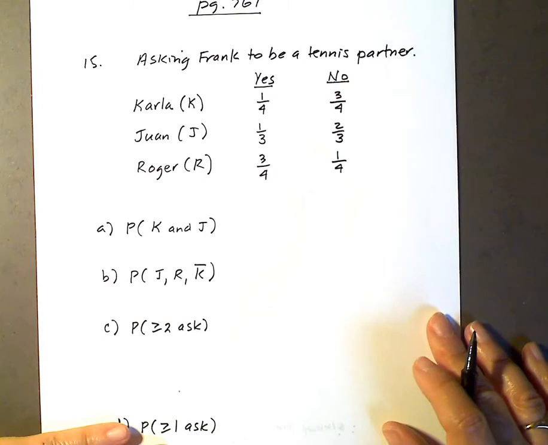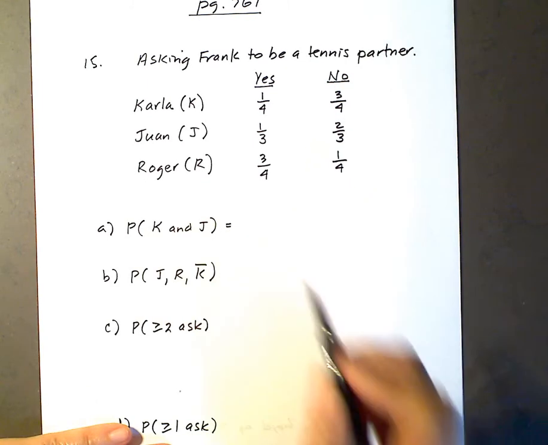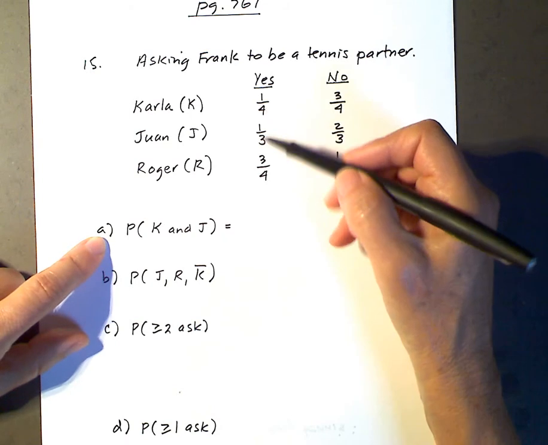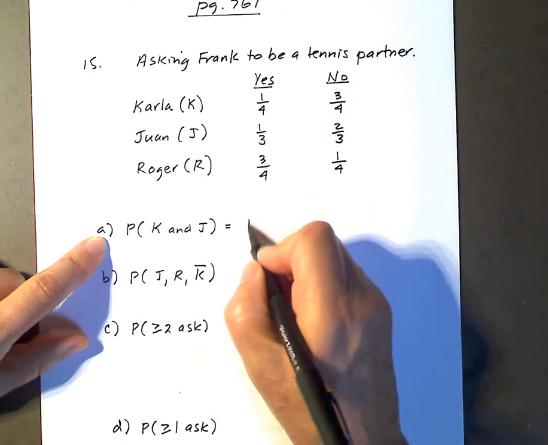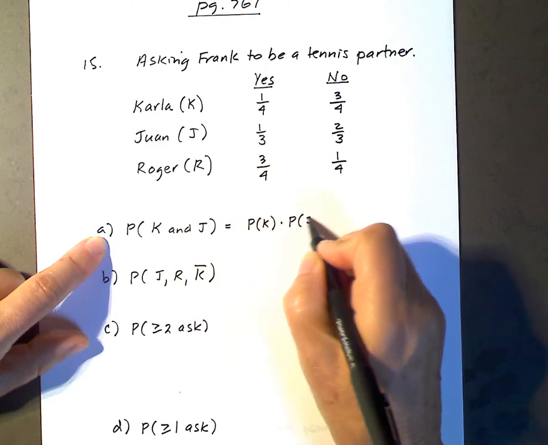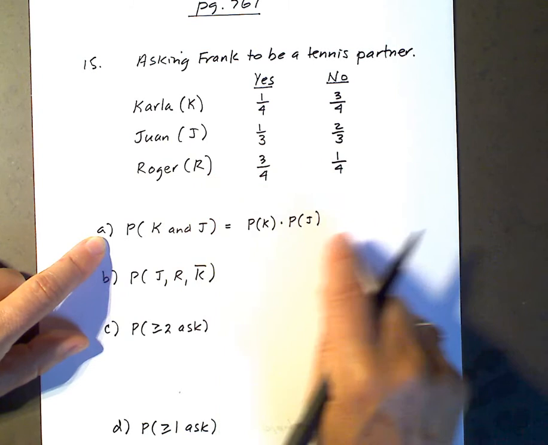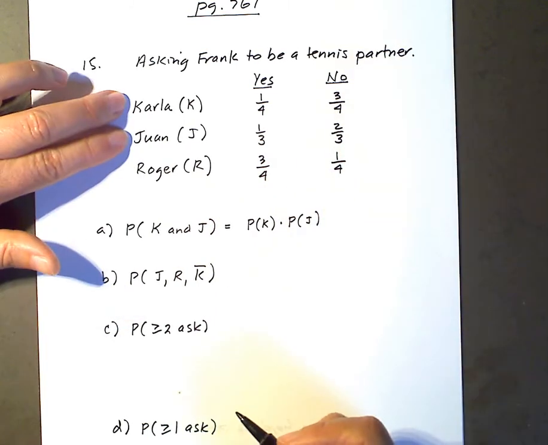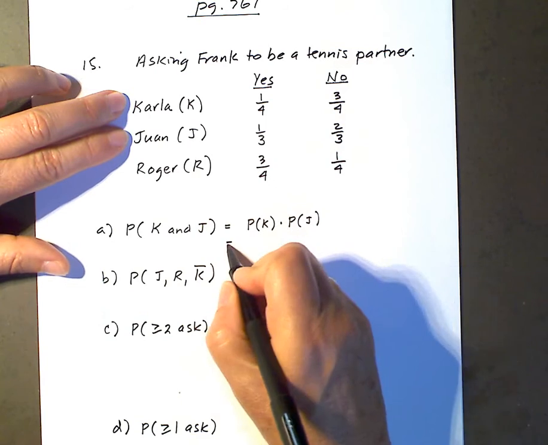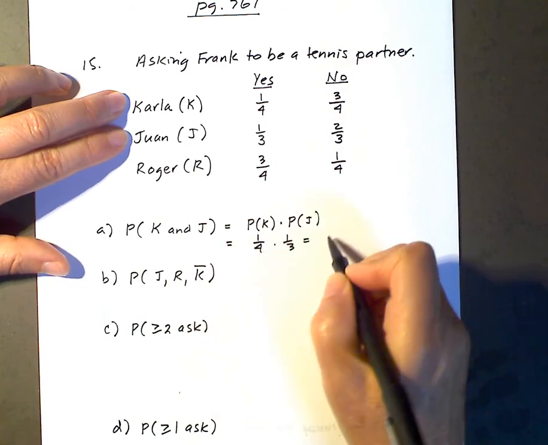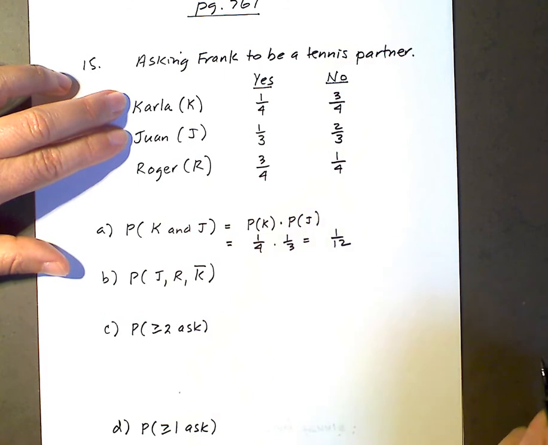So first of all, the probability that both Carla and Juan ask him will be the product of this. It's going to be the probability that Carla asks him multiplied by the probability that Juan does. And we don't know about Roger. We're just talking about no matter what Roger does, what's just the probability that these two ask him. So when we multiply together 1/4 by 1/3, we get a 1 out of 12 probability.